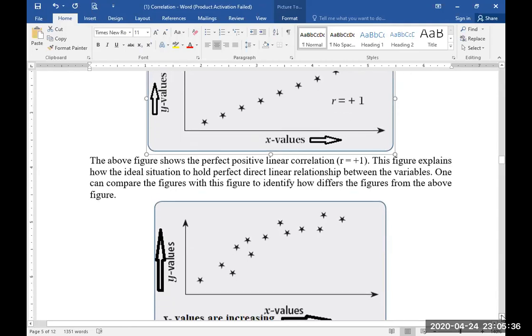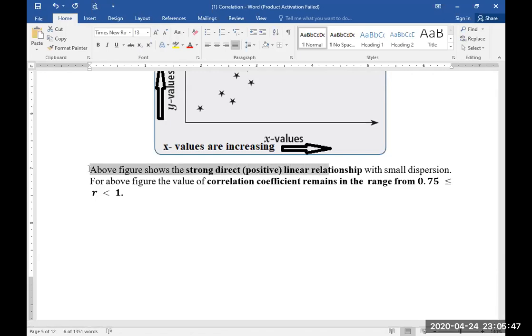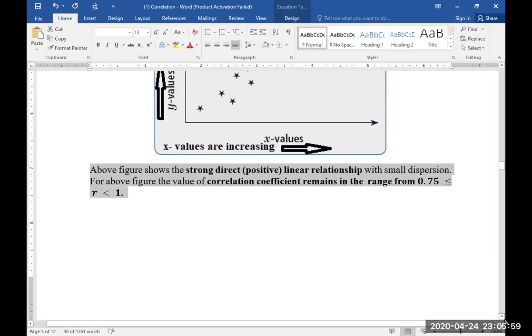This means the figure is not perfectly correlated, but it is a strong direct positive relationship with a small dispersion. For the above figure, the value of the correlation coefficient remains in the range from 0.75 to 1, but not perfectly 1.